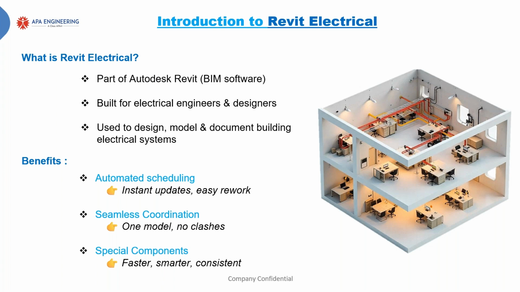And then we will see special components. Special components are nothing but 3D objects present in Revit. These components will have data stored in them. For example, if the component is a light fixture, it will have data like the dimensions of the light, the name of the light, the watts, and who the manufacturer is. All these will be stored within the 3D model.